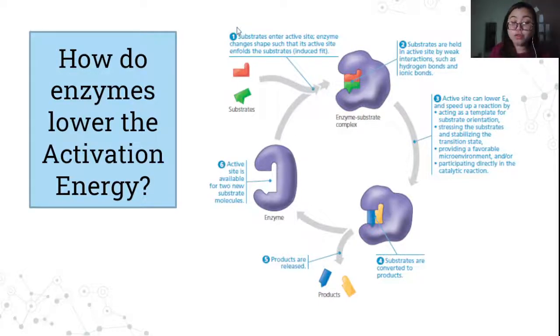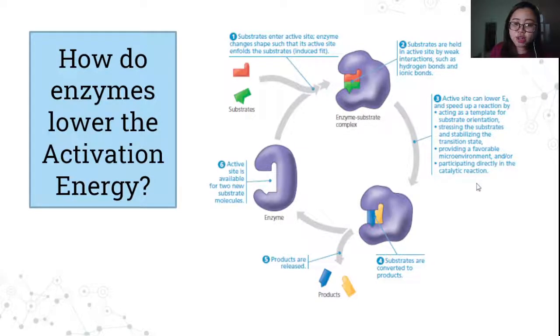So if you need to explain, for example, you could start by saying, first step, substrates will enter the active site. The enzyme will change its shape such that the active site will enfold the substrates in accordance with the induced fit model. And as you can see from the second step here, the substrates are held in the active site by weak interactions, such as hydrogen bonds and ionic bonds.